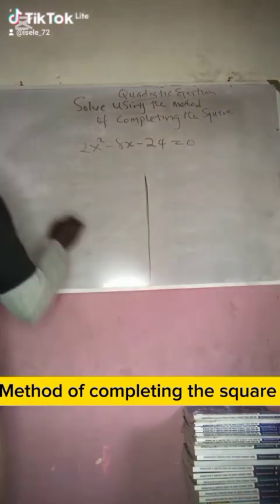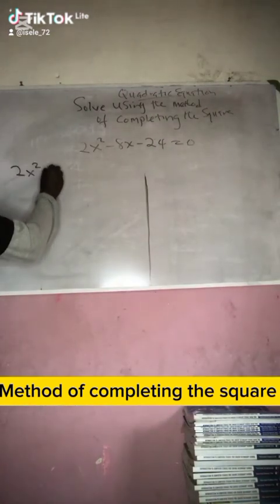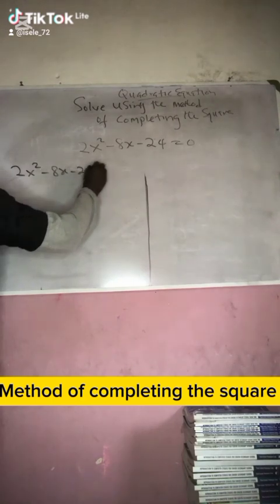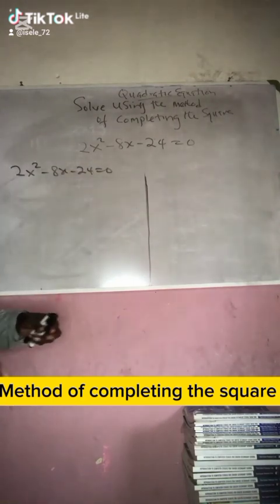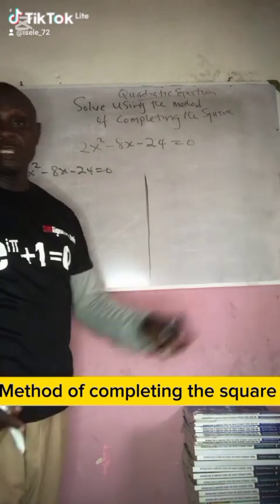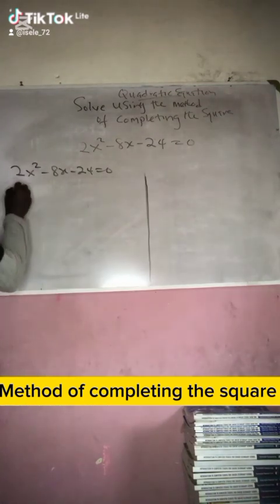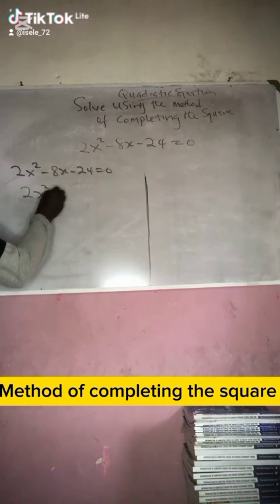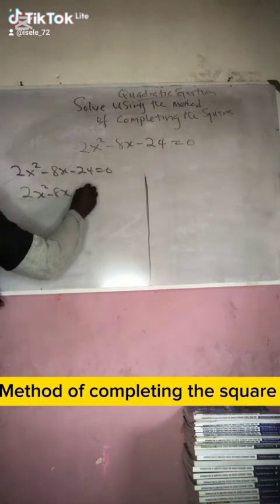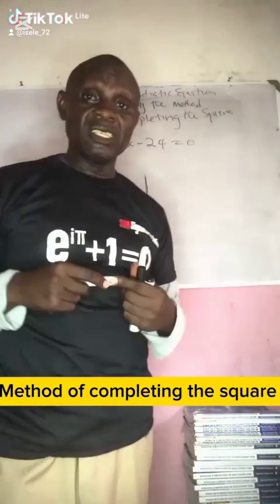Now, take a look at the equation: 2x squared minus 8x minus 24 is equal to 0. In the method of completing the square, you need to make sure that the constant crosses the equality sign. So I can have 2x squared minus 8x is equal to 24, because minus crossing the equality sign takes a positive sign.